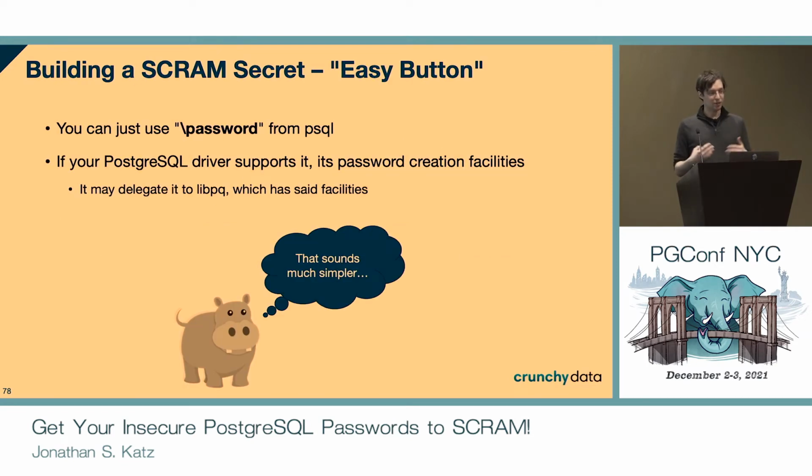There's an easy button. You can use \password, so long as you set your encryption method, which is the parameter in Postgres, to SCRAM SHA-256. Then you're good. Several Postgres drivers also support doing this natively within the driver. libpq is one of them if you call the libpq set password function. I know psycopg2, one of the Python drivers, supports this, and there are other drivers that might just delegate to the libpq facility. So hopefully you never have to manually build your own SCRAM verifier. I have manually built my own SCRAM verifier, but for a variety of reasons.